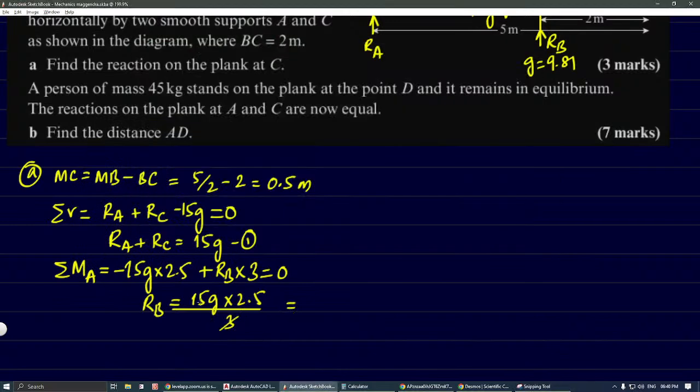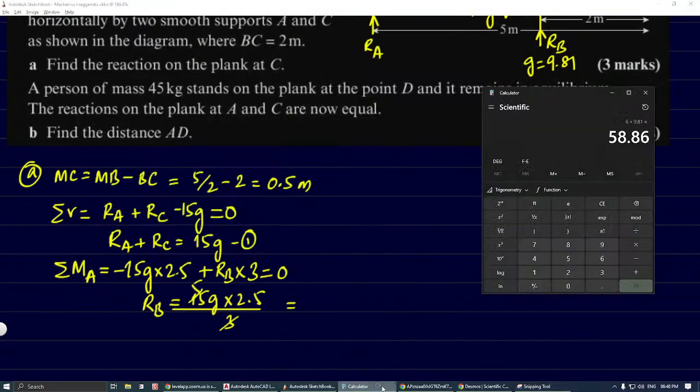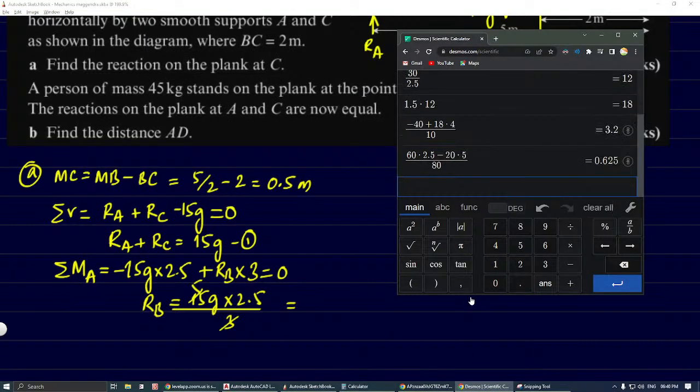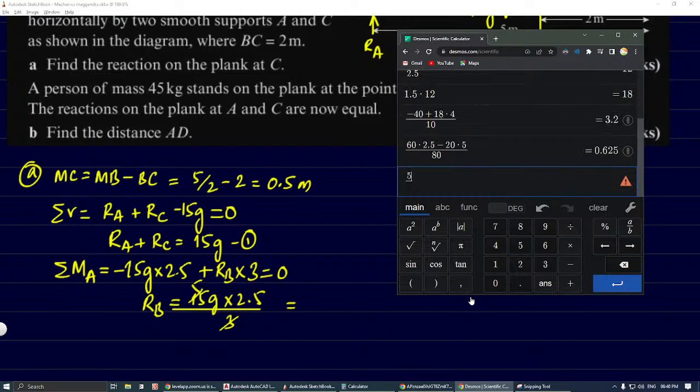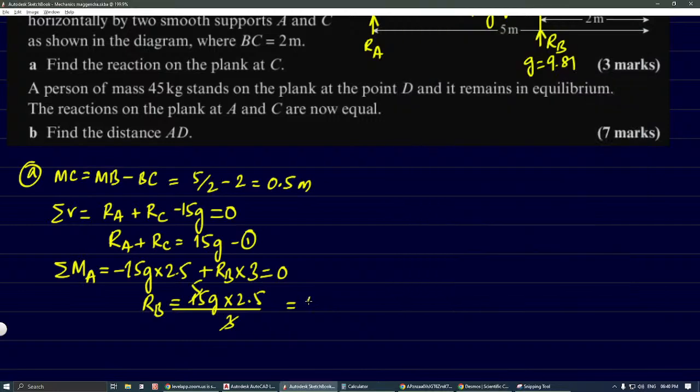So let's find it. So 3, 5. We get how much? 5 into 9.81 into 2.5. That's the value we need. That's it. 122.625 Newtons.